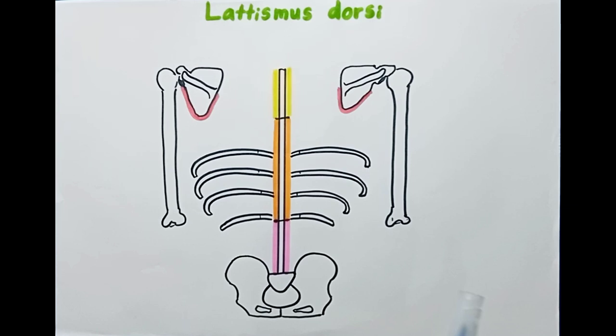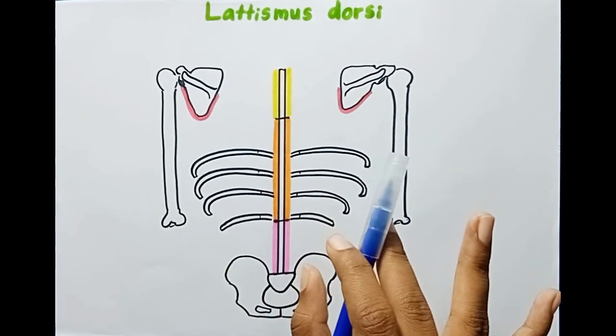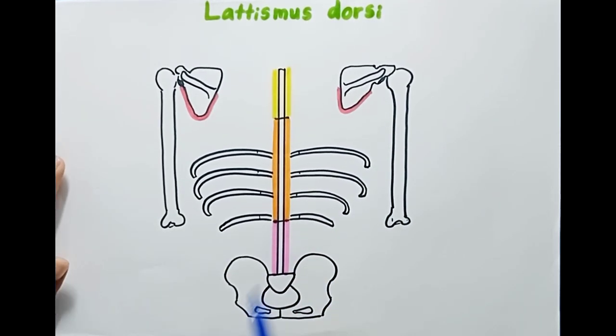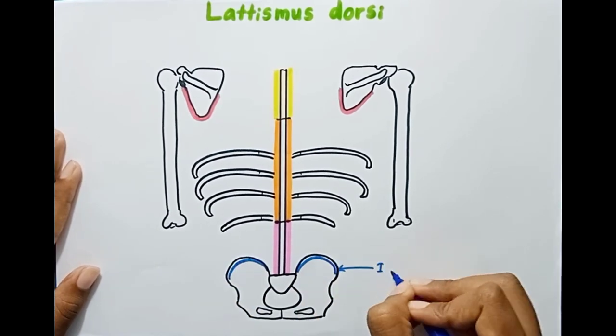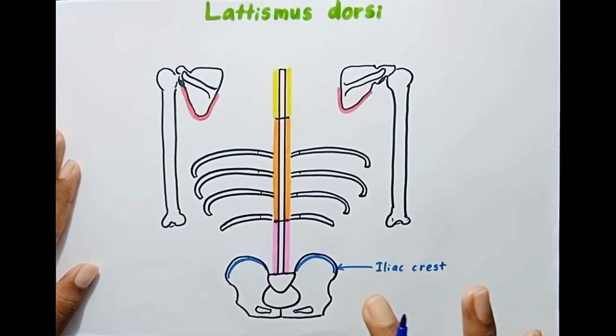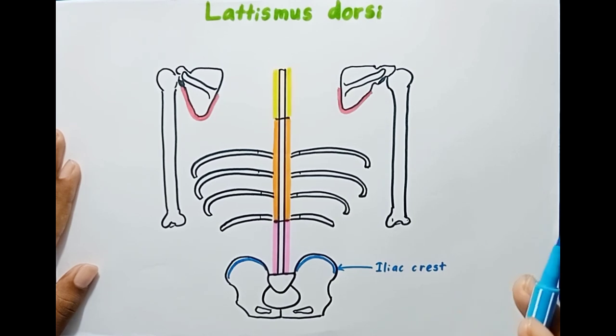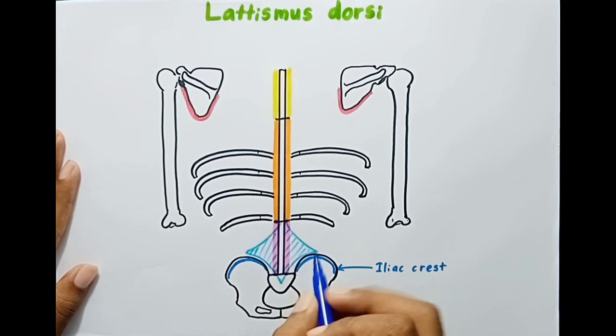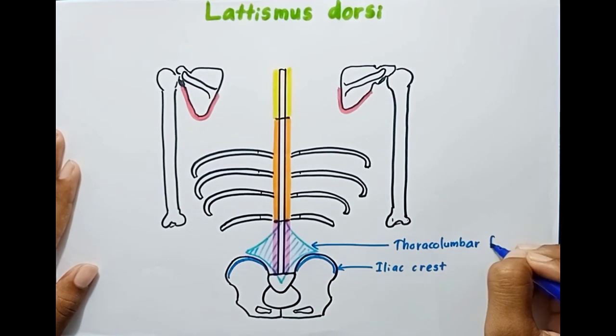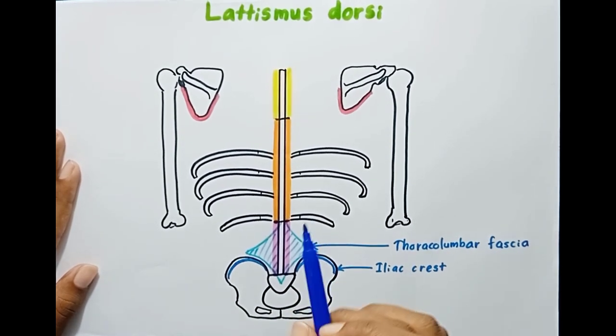First, let's talk about the proximal attachments of this muscle. So here you can see the pelvic girdle and this part is known as iliac crest. And then the next one is lumbar fascia, also called as the thoracolumbar fascia. So this fascia is a large, roughly diamond-shaped area of connective tissue. Here you can see it. This is the thoracolumbar fascia.